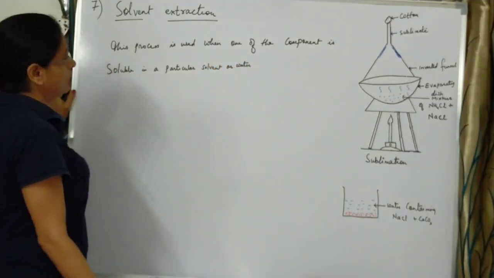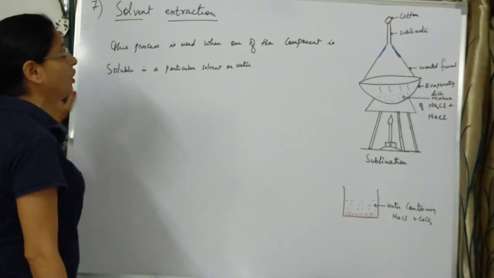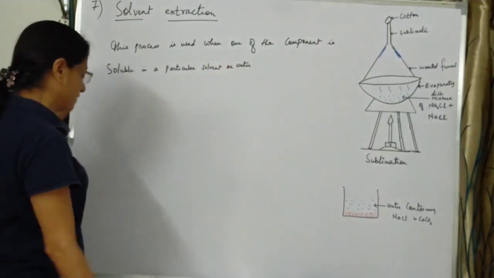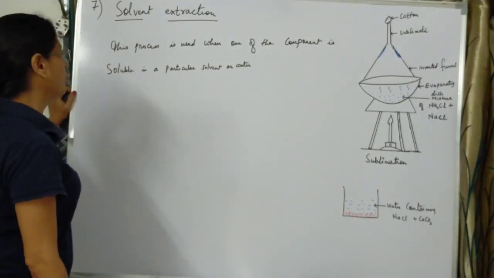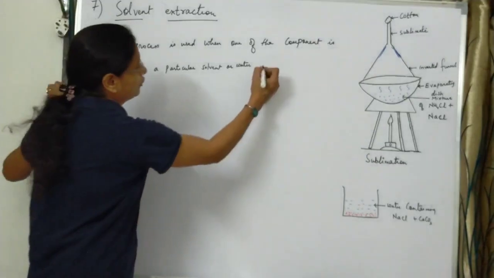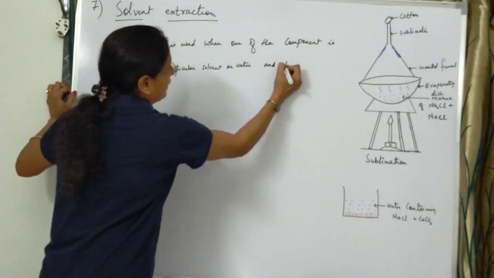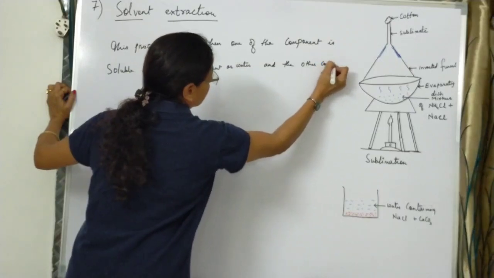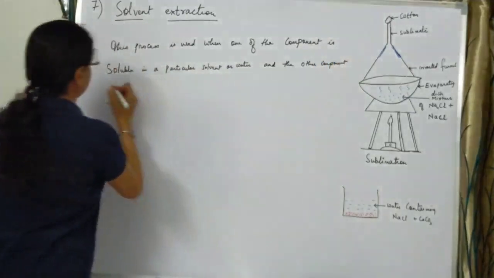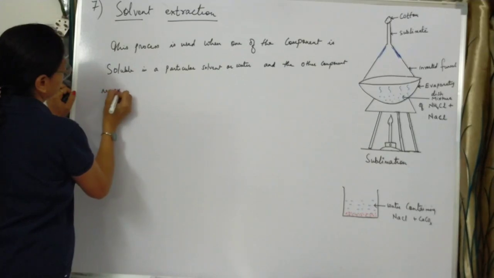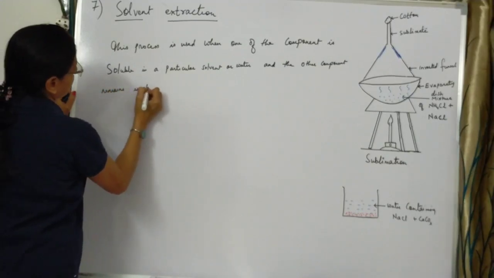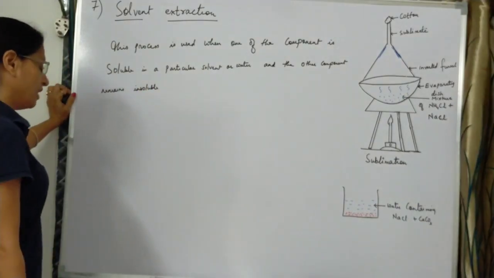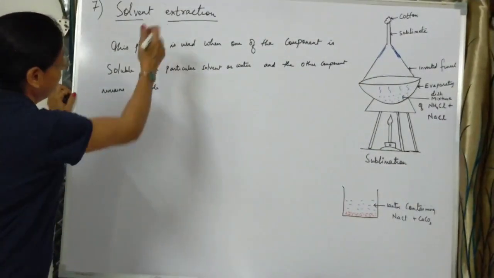It can be an organic solvent such as carbon disulfide or ethyl alcohol. Those are the organic solvents. Or we can take water as one of the solvents. So one of the components is soluble in a particular solvent and the other component remains insoluble. That is, the other component is not soluble in that particular solvent, then we can employ this method of solvent extraction.